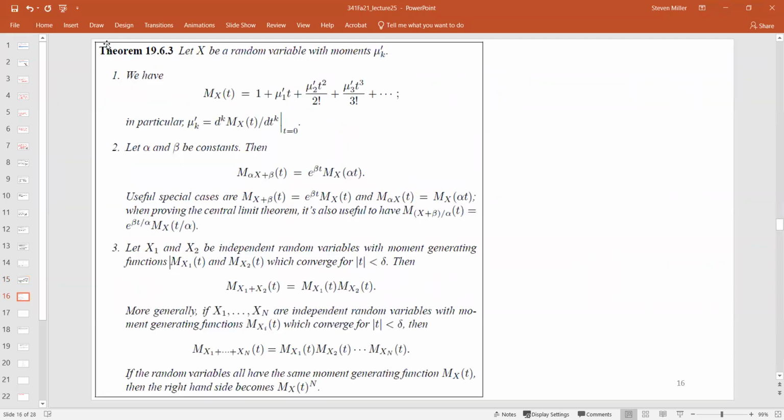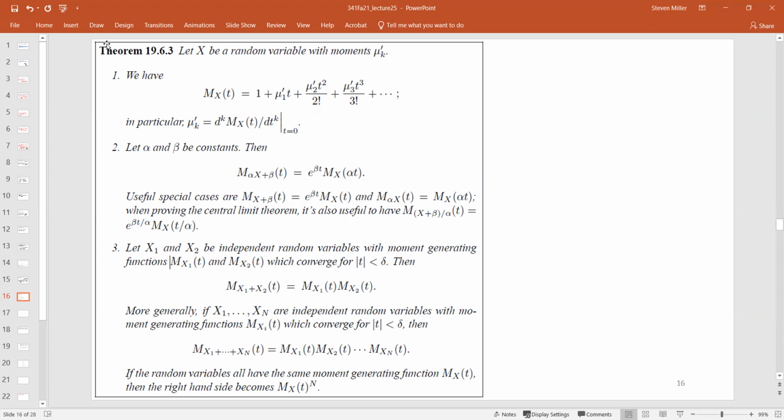So I'm going to just state the following, we may go into more detail about this tomorrow. If I give you a random variable with moments mu k, the moment generating function is what we just showed: if you look at the Taylor series expansion, it is the following. If alpha and beta are constants, the moment generating function of alpha x plus beta is e to the beta t times the moment generating function of x at alpha t. I strongly urge you to try to prove this yourself. If you get stuck, look at the book.